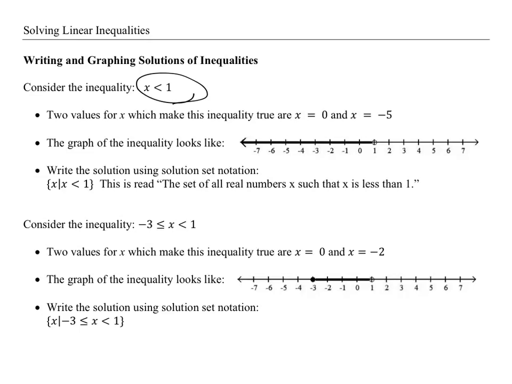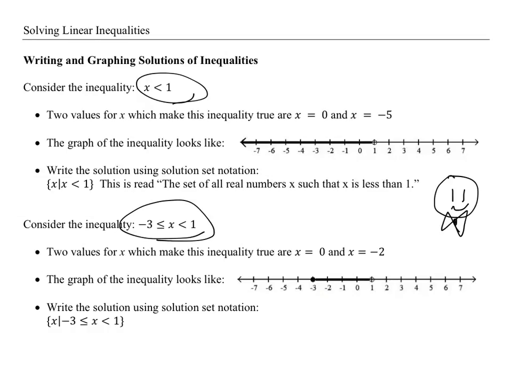And the solution is written in set notation. {x | x < 1}, which is read the set of all real numbers x such that x is less than 1. And we have to get our tuxedos on for that one because it's a really formal way of stating the solution. Next, we're going to consider an inequality that looks like this, which is called a compound inequality.